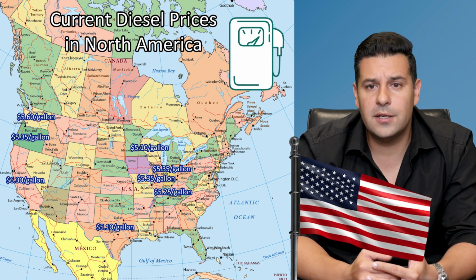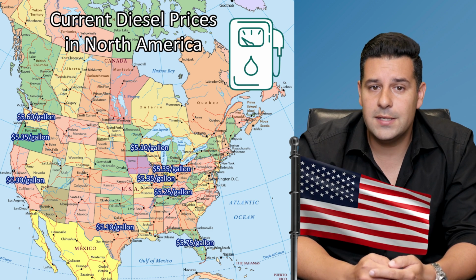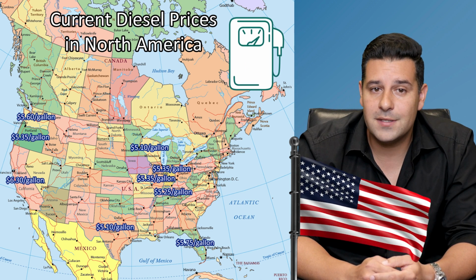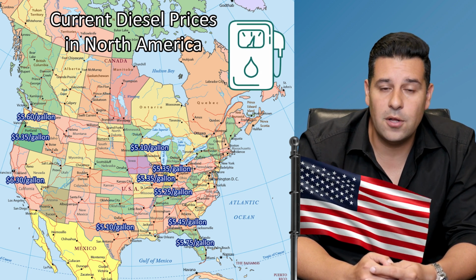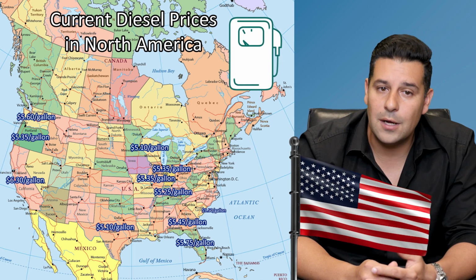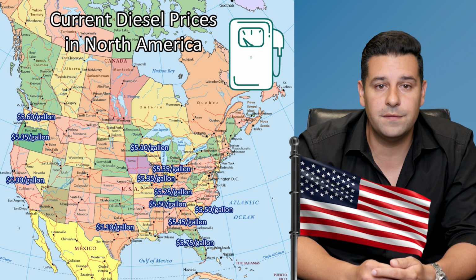Now let's get into the South. Florida, Georgia, South Carolina, Tennessee. In Florida, we see it at $5.75 per gallon. In Georgia, it's $5.45 per gallon. In South Carolina, $5.50. In Tennessee, $5.50.